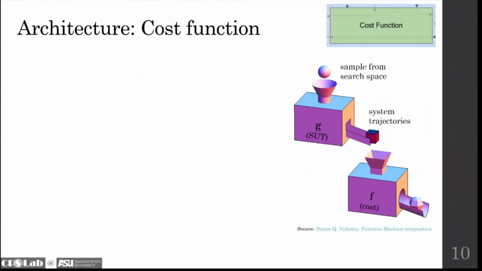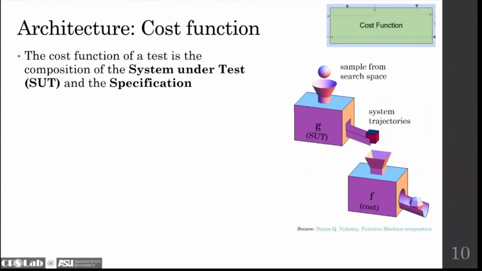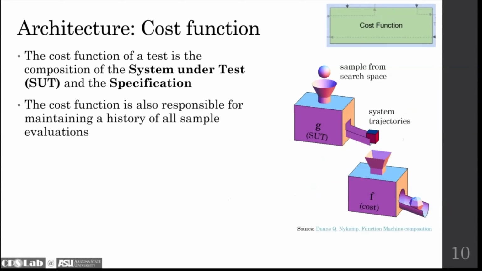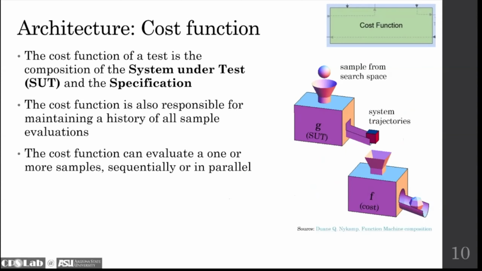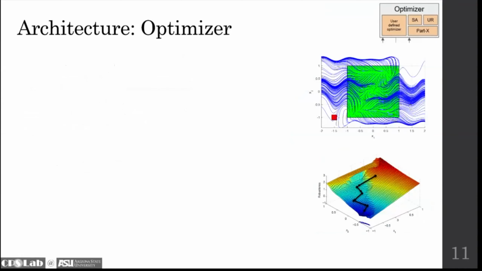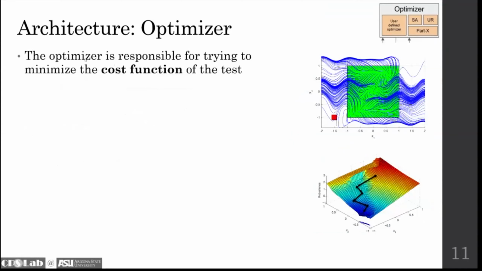Internally, the model and specification are composed to create a cost function that is used by the optimizer to evaluate samples. The cost function is also responsible for maintaining a history of every sample it evaluates. For increased flexibility, the cost function can evaluate one or many samples, either sequentially or in parallel. The role of the optimizer is to attempt to minimize the cost function of the test.